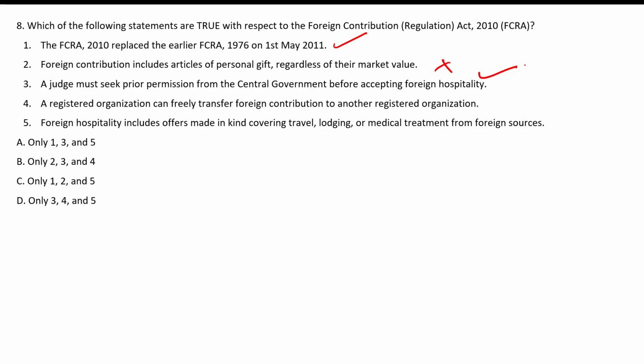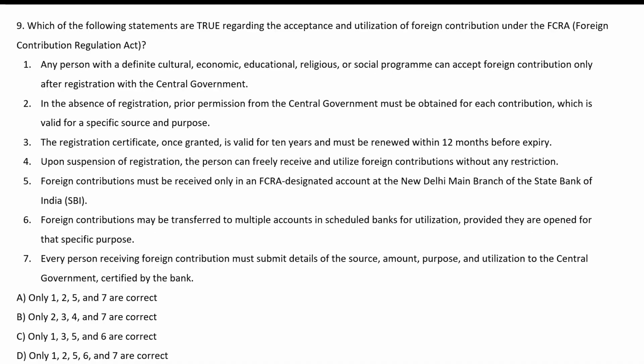A registered organization can freely transfer foreign contribution to another registered organization. So, the act actually prohibits transfer of contributions to any other person. So, free transfers are not allowed, hence not correct. Foreign hospitality includes offers made in kind covering travel, lodging, or medical treatment from foreign sources. Yes, this statement is correct. So 1, 3, and 5 are correct, making option A the correct answer for this question.